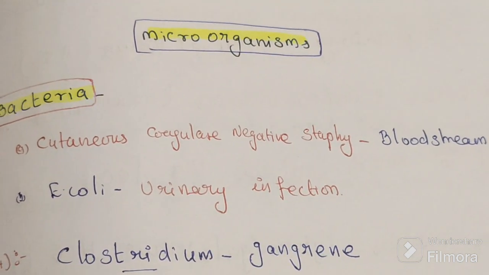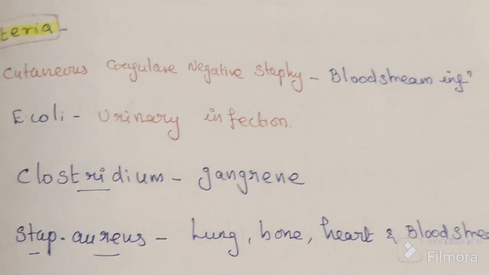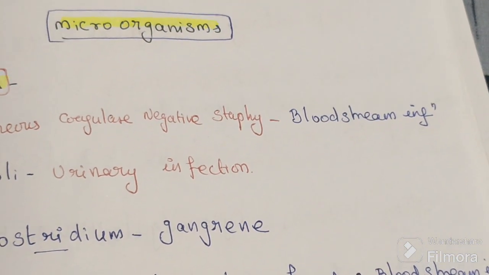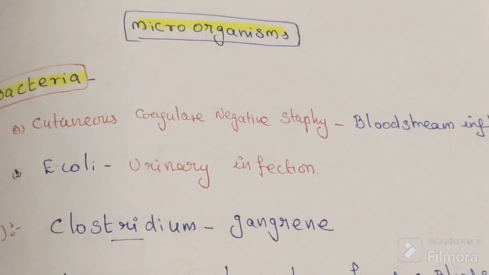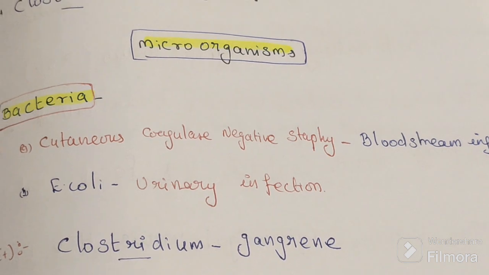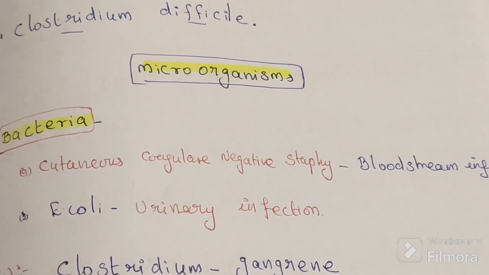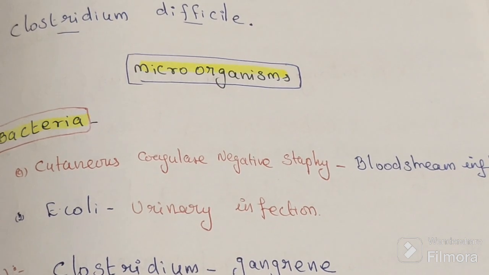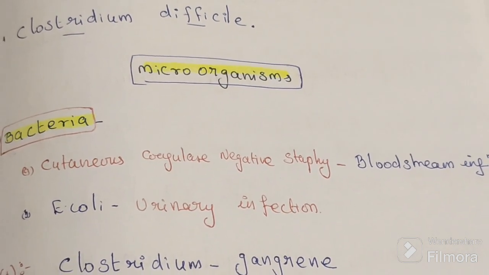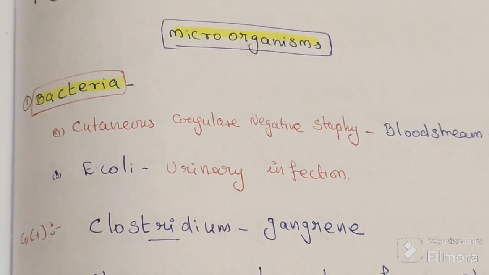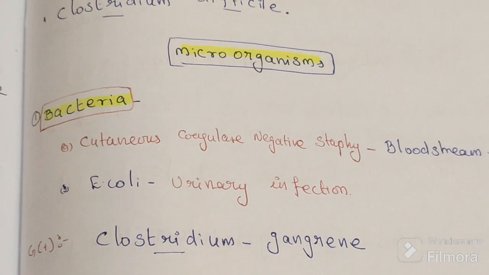For example, cutaneous coagulase-negative staphylococcus causes bloodstream infection that is attributed to an intravascular catheter infection. And intestinal E. coli is the most common cause of urinary infection.